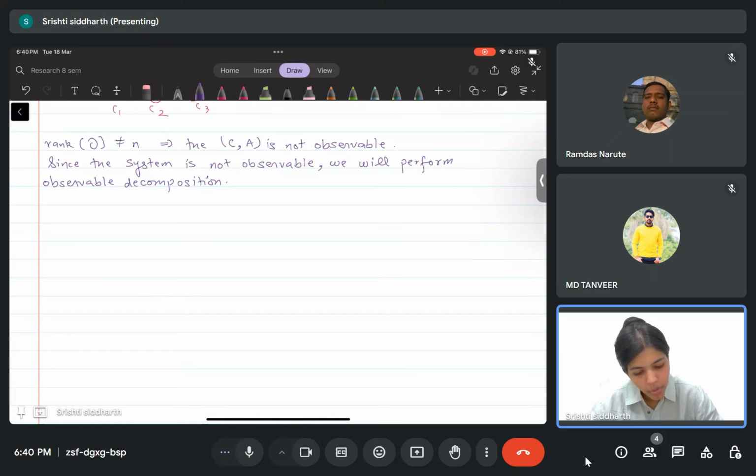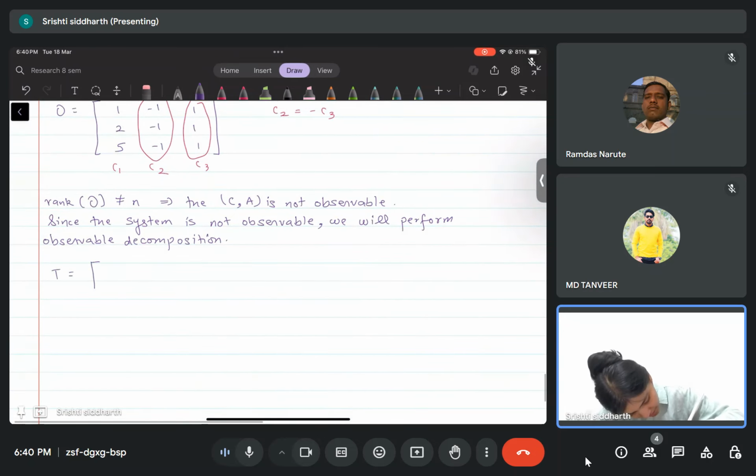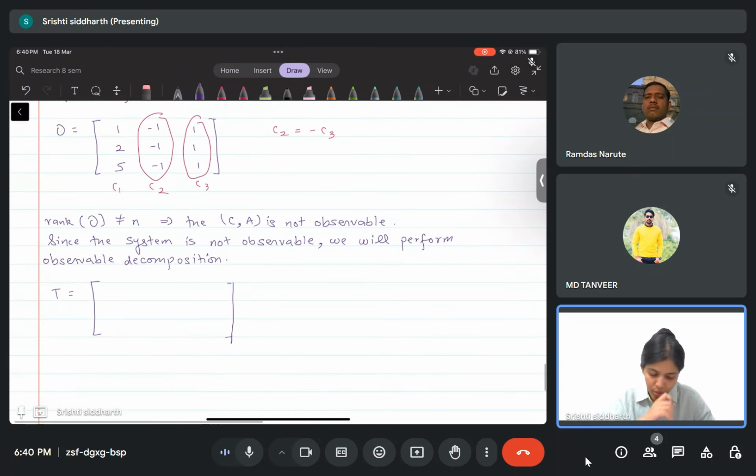So for performing the observable decomposition, we need a similarity transformation. This is similar to the case for performing controllable decomposition to get the standard form. So let's see. We have to find a transformation matrix T. So T should be invertible. So to get T, we select two columns which are linearly independent from the observability matrix because the rank is, I think, 2 here. It's 2. So there are two linearly independent columns.